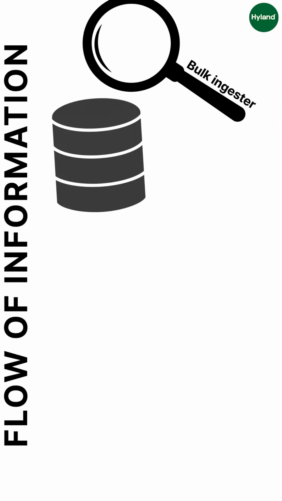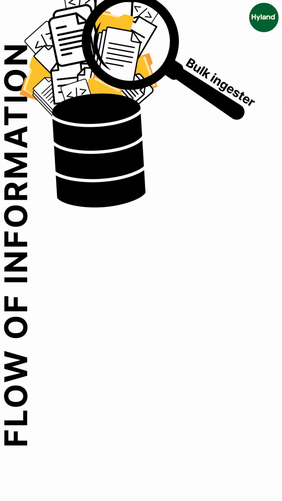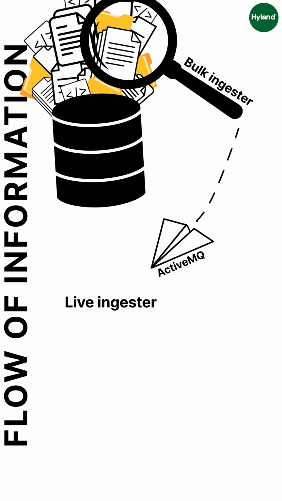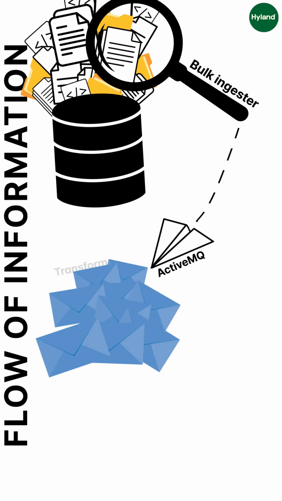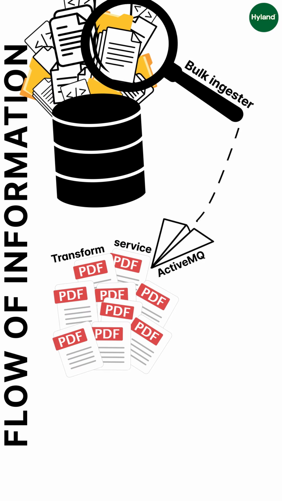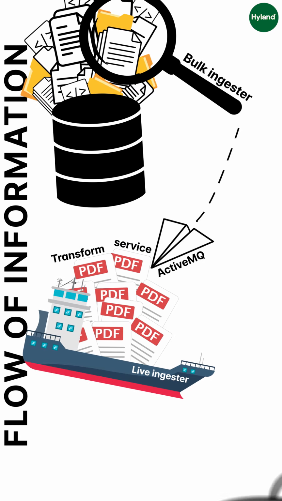content. Once connected, a bulk ingester reads all the files and metadata in your database and creates events for all those files. The live ingester listens for these events and tells the transform service to create a PDF rendition for each queued document, which the live ingester then uploads to an S3 bucket.